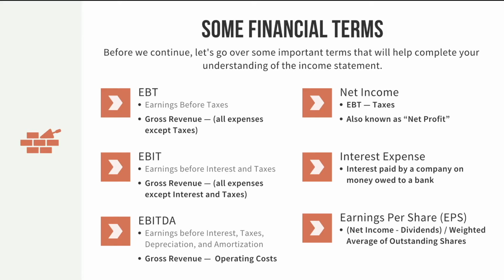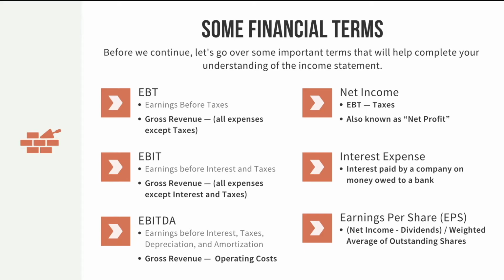Finally, we have earnings per share, or EPS, and that is calculated by first doing net income minus dividends, and then dividing that figure by the weighted average of outstanding shares. Now, calculating EPS is complicated, so we won't get into it in this video, but just know that this is an important metric to consider when evaluating a company.